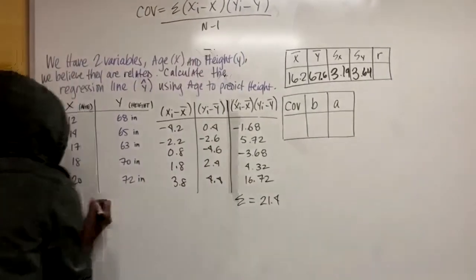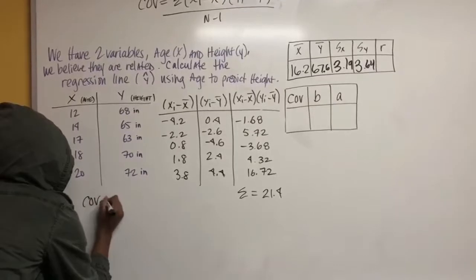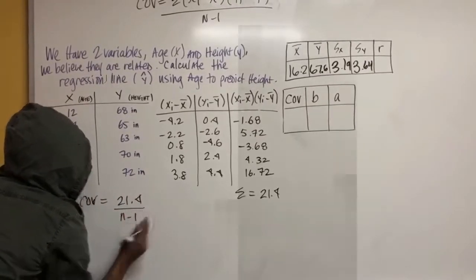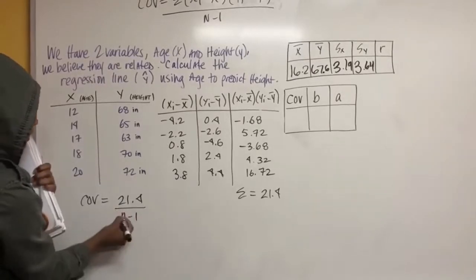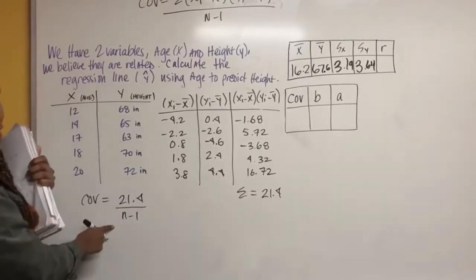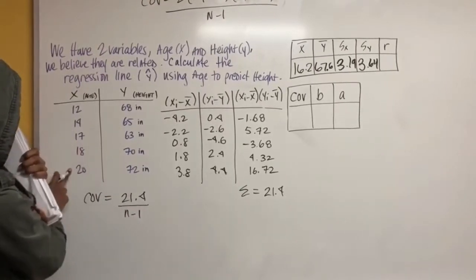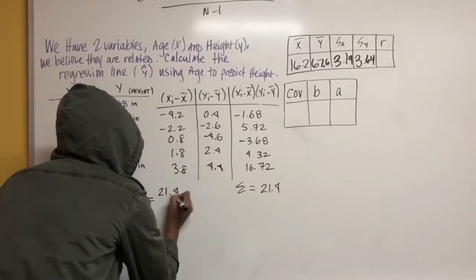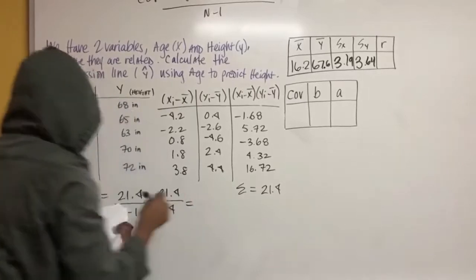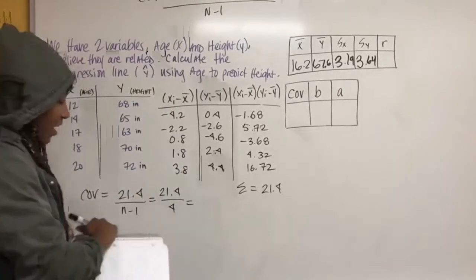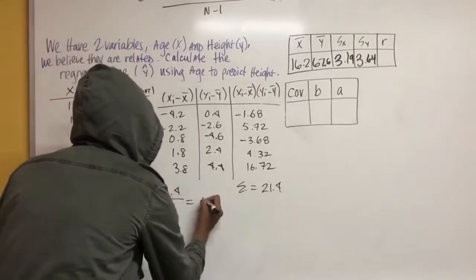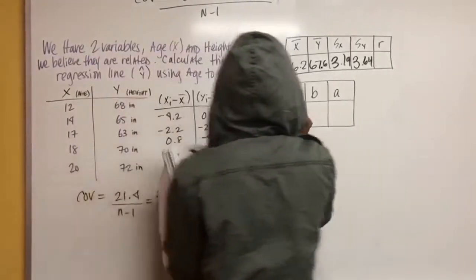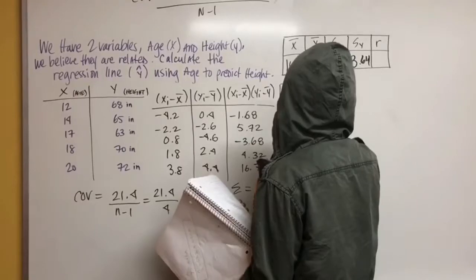So I'll bring it down here. So I have covariance equals 21.4 all over n minus 1. N is 4. Sorry, n is 5 because our sample is 5. So 5 minus 1 is 4. So we're going to do 21.4 divided by 4. And then we're going to get 5.35. So I'll fill it into the box. So our covariance is 5.35.